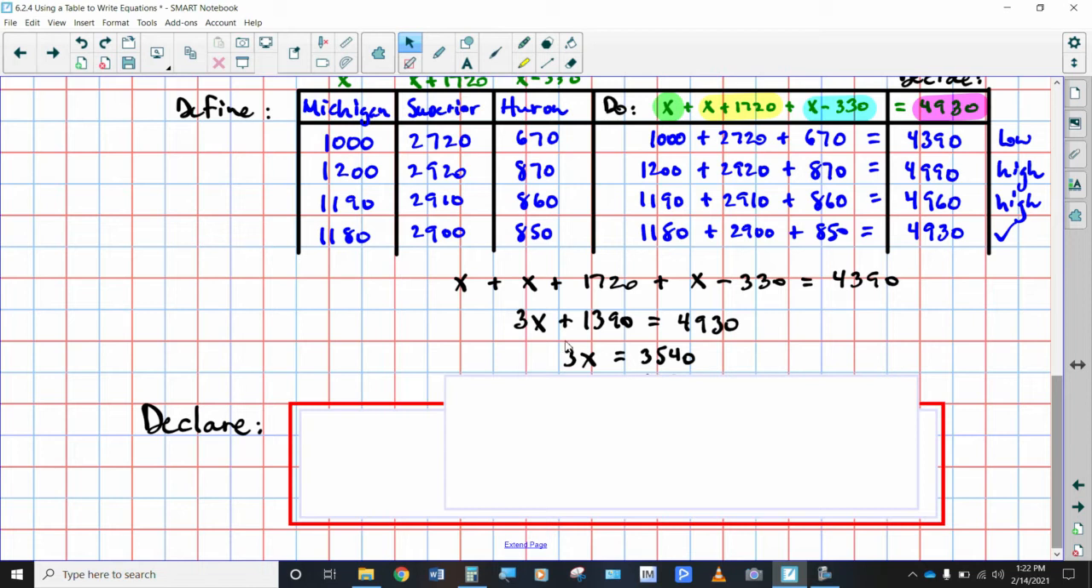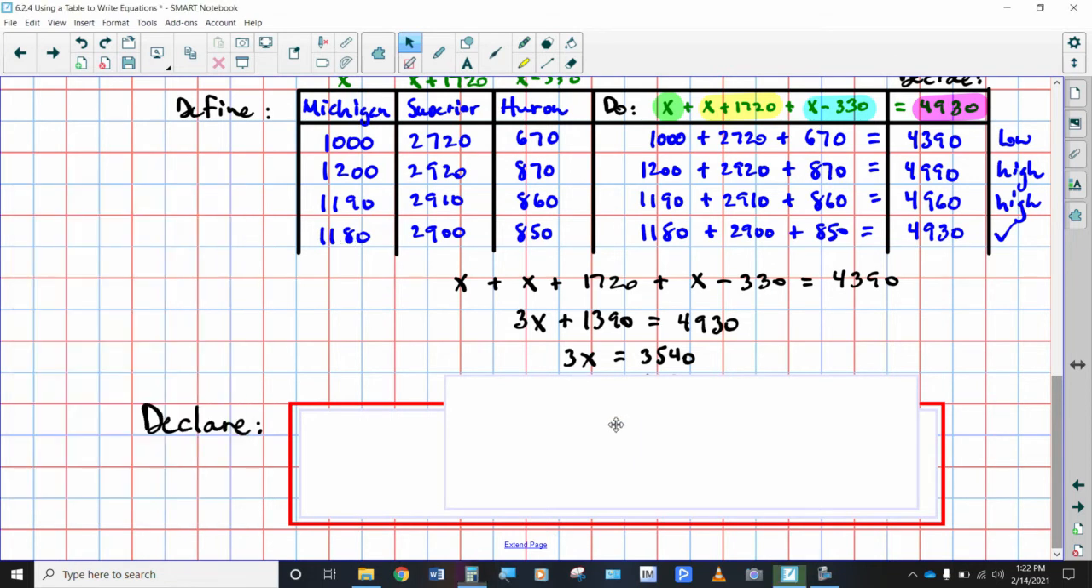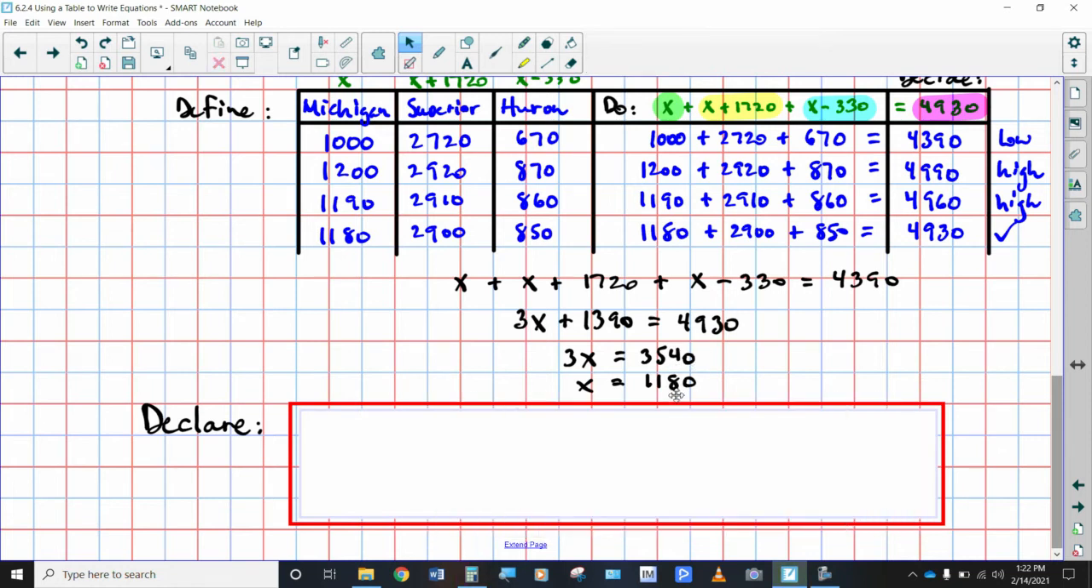So now what do you multiply times 3 to give you 3540? Well, let's grab our calculator and divide that by 3. 1180, that's our magic number. So we got the same thing algebraically as we had gotten when we solved it using the guess and check trial and error kind of process.